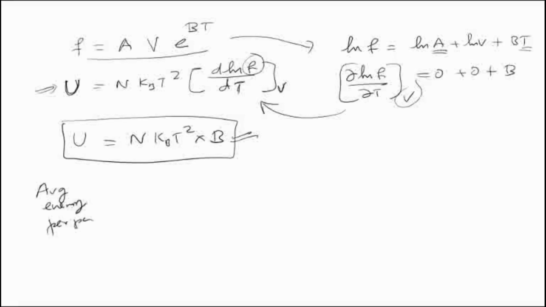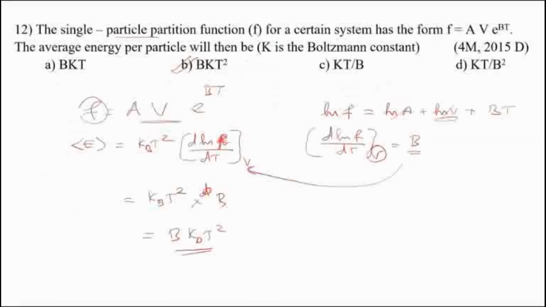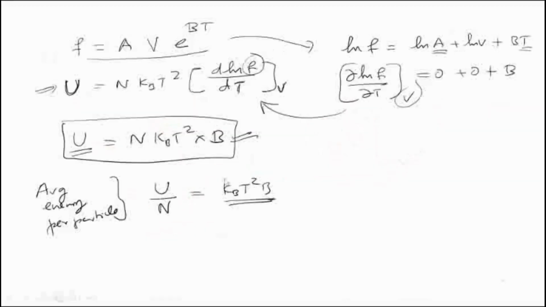The formula I gave is the total energy, the total internal energy. What is the average energy per particle? You have to divide the total energy by the number of particles. If you divide, you will get kB T² into B. So this will give you the average energy per particle. So the correct option for this question is option B, B into kB T². So the correct option is this.